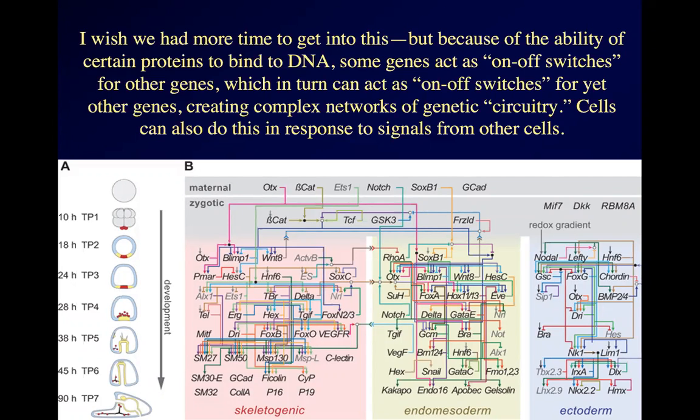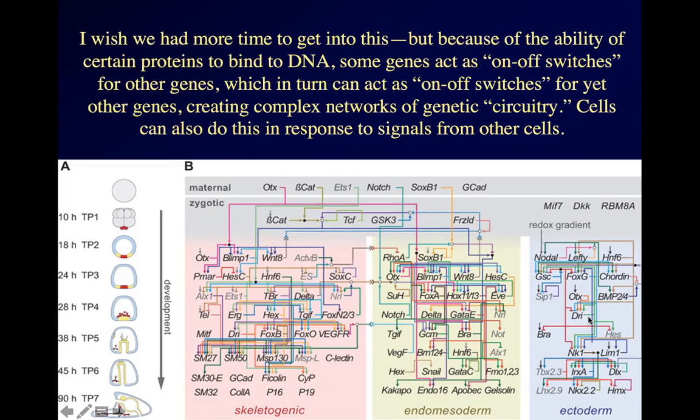And cells, by the way, can also do this sort of thing in response to signals from other cells. So one cell can send a chemical message to another cell that basically says, switch on one gene. And then when that gene is switched on, it might switch off 2 genes and switch on 3 more. And then the 3 that are switched on might switch off 7 more and switch on 8 more, and so on. Okay, genes can turn each other on and off.